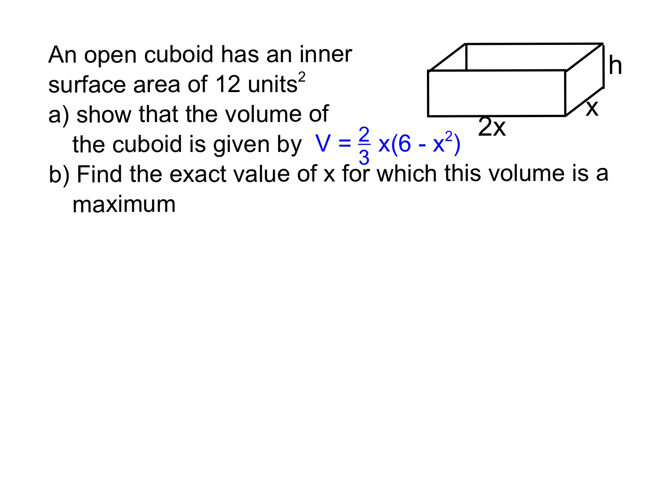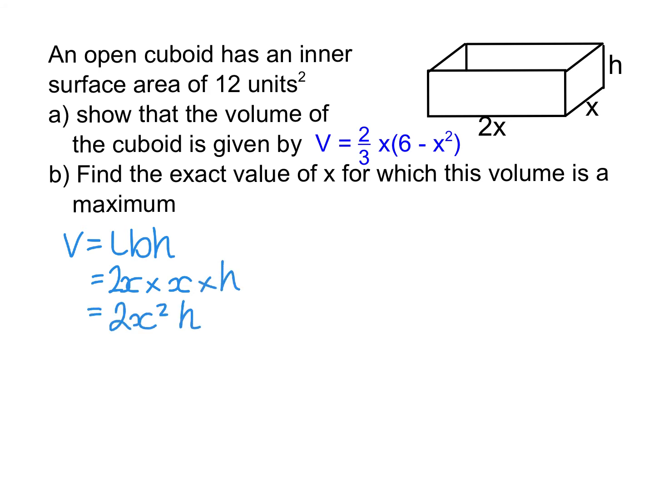So let's start simple. Volume of a box. Volume of a box is LBH. Now our length is 2x, our breadth is x, and our height is h. So if I tidy that up, we have 2x squared h. And I think everyone should be able to do that bit.